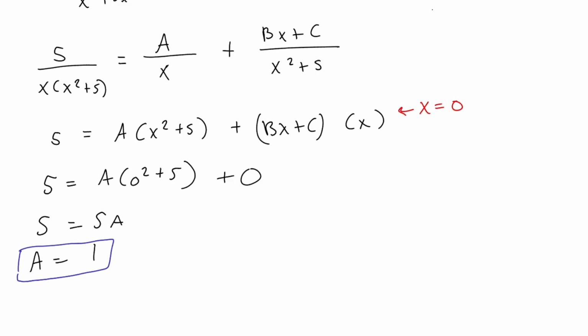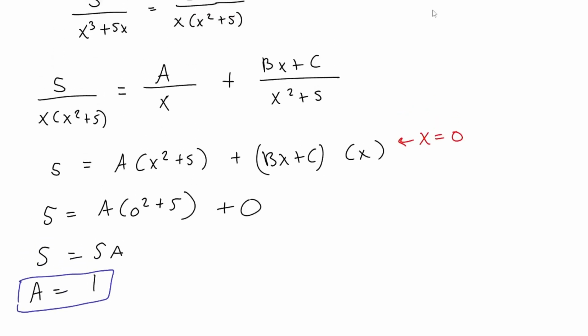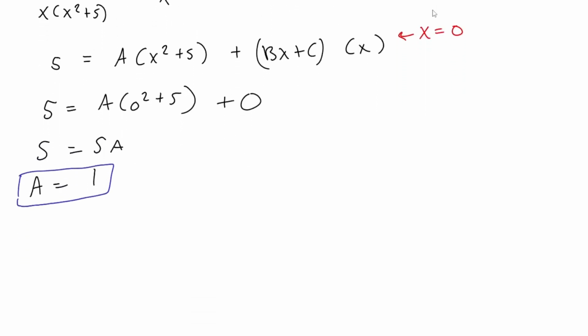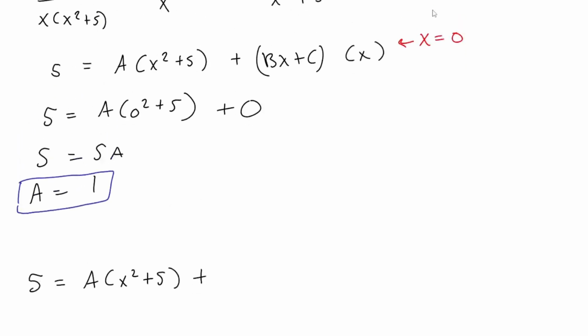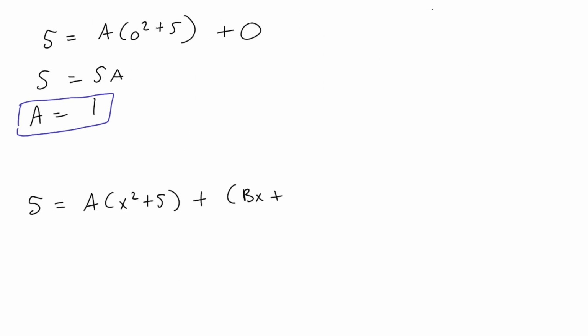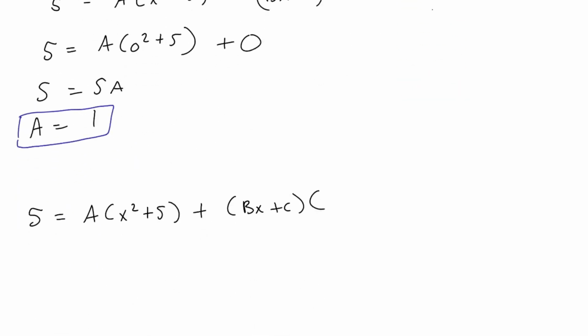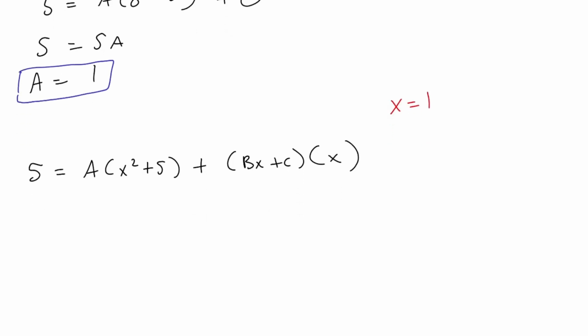In order to do this, it's a little bit more tricky as we need to kind of manipulate it in order so that we can get these variables. So let's do this. So we write 5 is equal to A times x squared plus 5 plus, if we look up here, Bx plus C times a value of x. So a good number that I think here would actually be to set our x equal to 1, right? And I think 1 is a really good number for this specific case. So let's see what happens here.